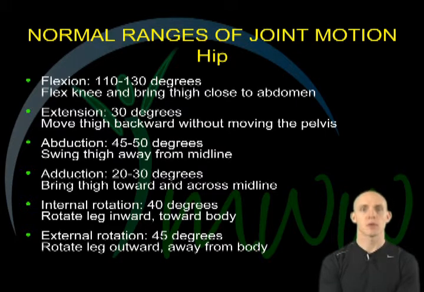Abduction. Recommended movement is 45 to 50 degrees. Swing your thighs and leg away from the midline of your body. Adduction. Recommended movement is 20 to 30 degrees. Bring your thigh and leg toward the midline of your body.